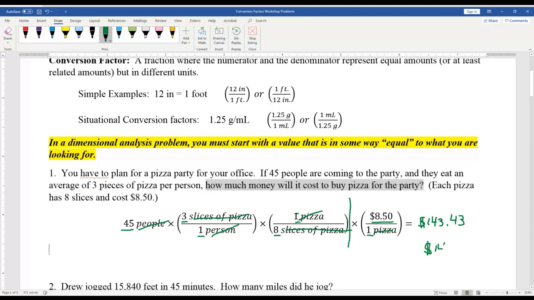whole pizza. But that's basically the idea. So there's a consistent pattern. Whatever is previously up on top is going to have to come down on the bottom to cancel out. And you continue that pattern until you get to the unit you're looking for. In this case, the cost, the dollars. Does that make sense? Any questions on that one? Cool. All right, so let's go ahead and take a look at the next one.